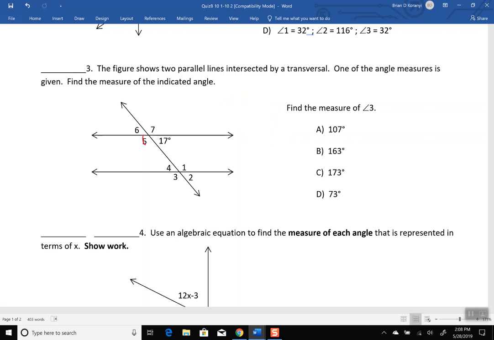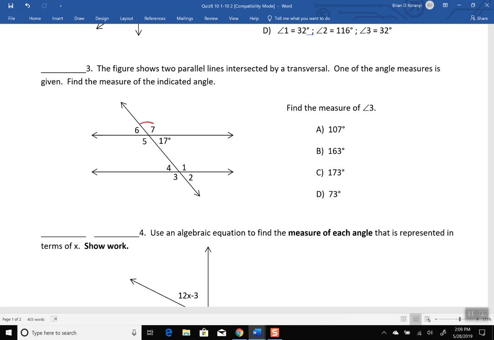You have alternate interior angles. So alternate sides, and on the interior of these parallel lines. So angle 1 is equal to angle 5. And angle 4 is equal to 17 degrees in this case. You have alternate exterior angles are equal. So angle 7 and angle 3 would be equal to each other, and angle 2 and angle 6 would be equal to each other. You also have consecutive interior angles that are supplementary. So 17 and angle 1 should add up to 180 degrees.